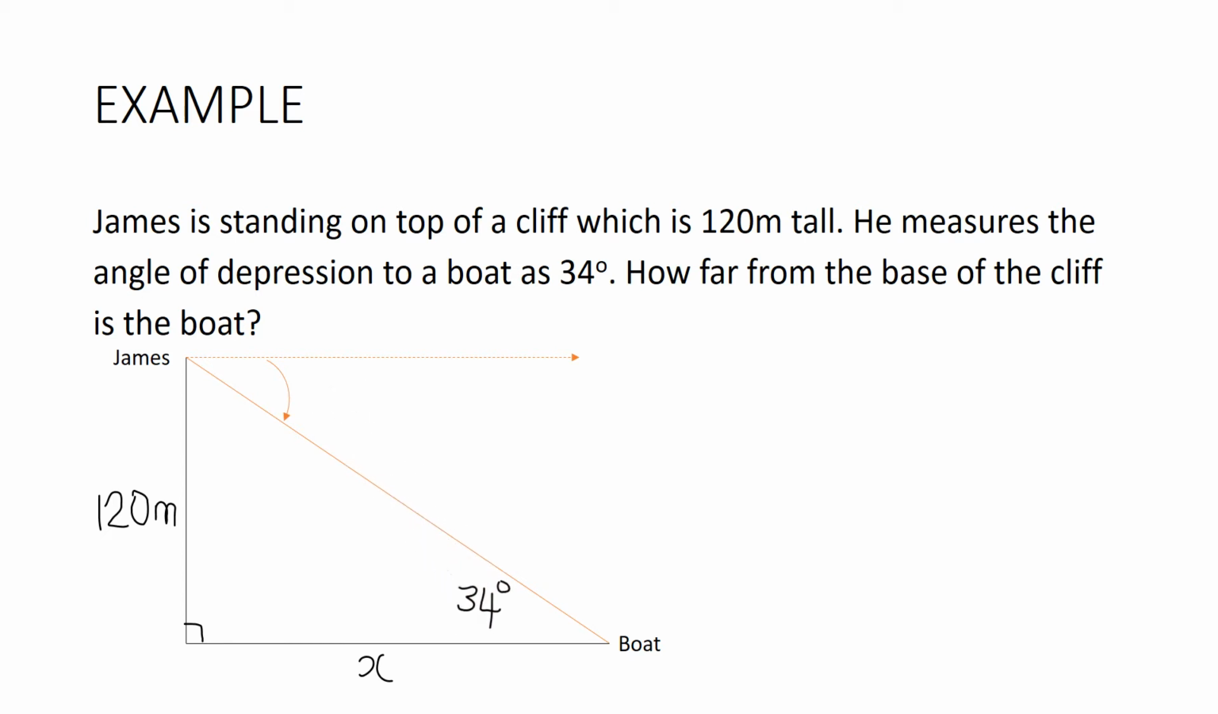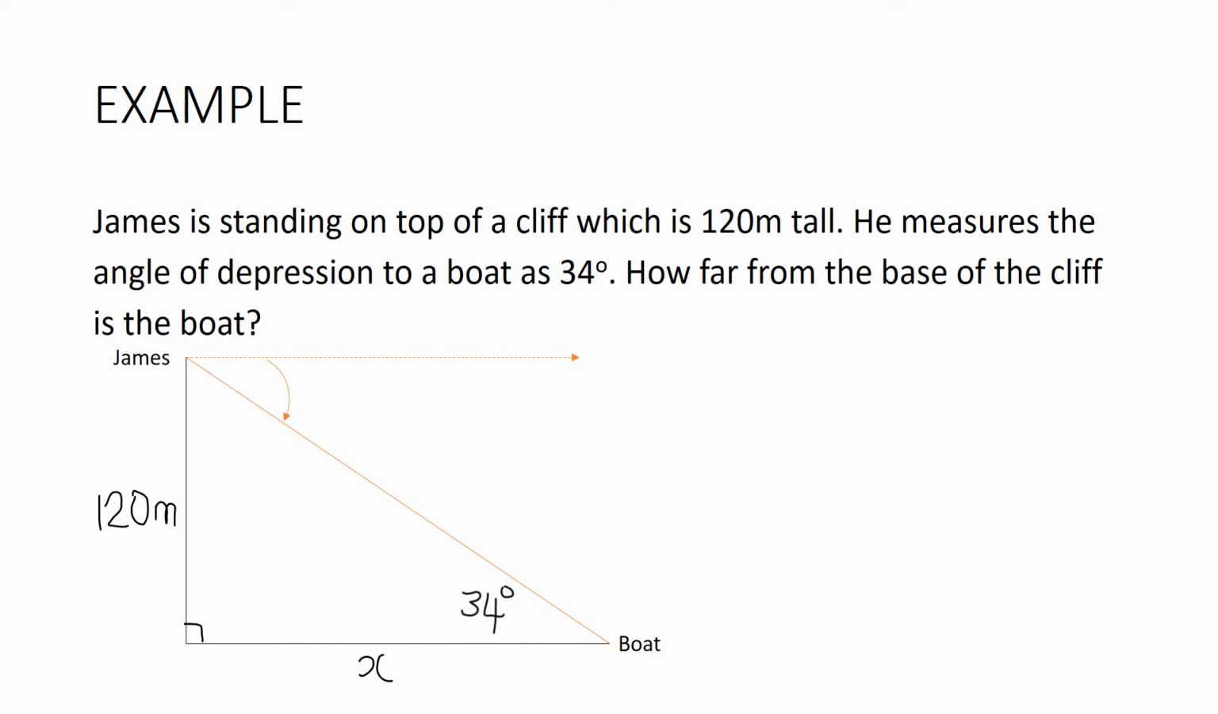So this angle here is 34 degrees, and that's actually the angle of elevation from the boat up to James. So the angle of depression and the angle of elevation are actually equal. So you can start off doing the angle of depression out there, then you just bring it down inside the triangle here. And now we're back to using SOHCAHTOA to work out what this distance is along here.